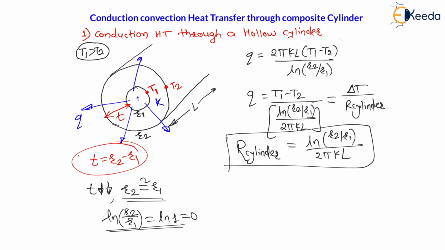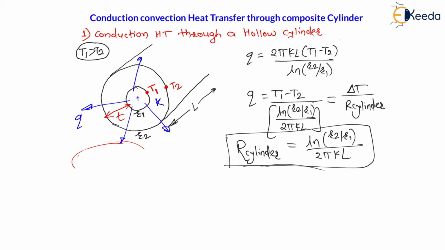Therefore my dear students, whenever thickness of this cylinder is very small and thermal conductivity is very high, that is a perfect conductor. If thermal conductivity is very high, the denominator becomes very high. If thickness is very small, then the numerator almost becomes equal to 0. Then this R cylinder, that is conduction thermal resistance through the cylinder, almost becomes equal to 0 if thickness is very small and thermal conductivity is very high.